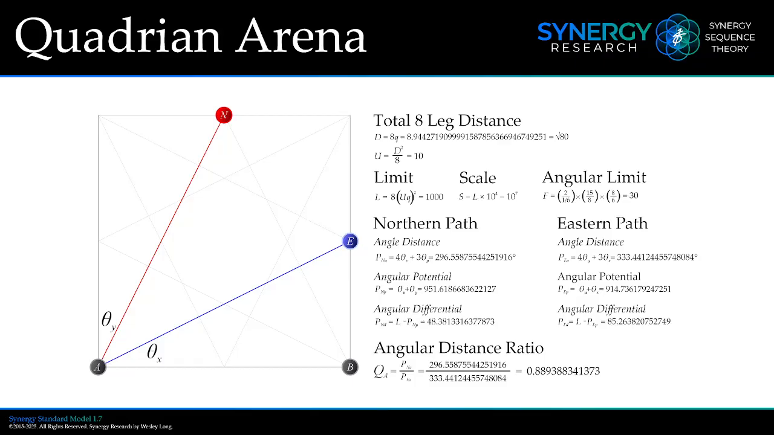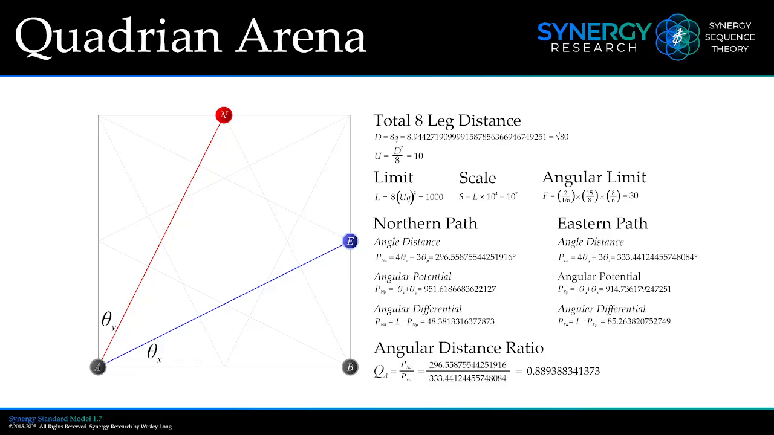Total 8-leg distance. Both paths span 8 geometric legs, built from 8 segments of Q, our golden seed ratio. Multiplied out, this gives a total length d equal to the square root of 80, a clean symbolic expression that keeps the geometry dimensionless. The unit value u, derived by squaring and averaging, yields exactly 10. This becomes a normalization tool across the system.